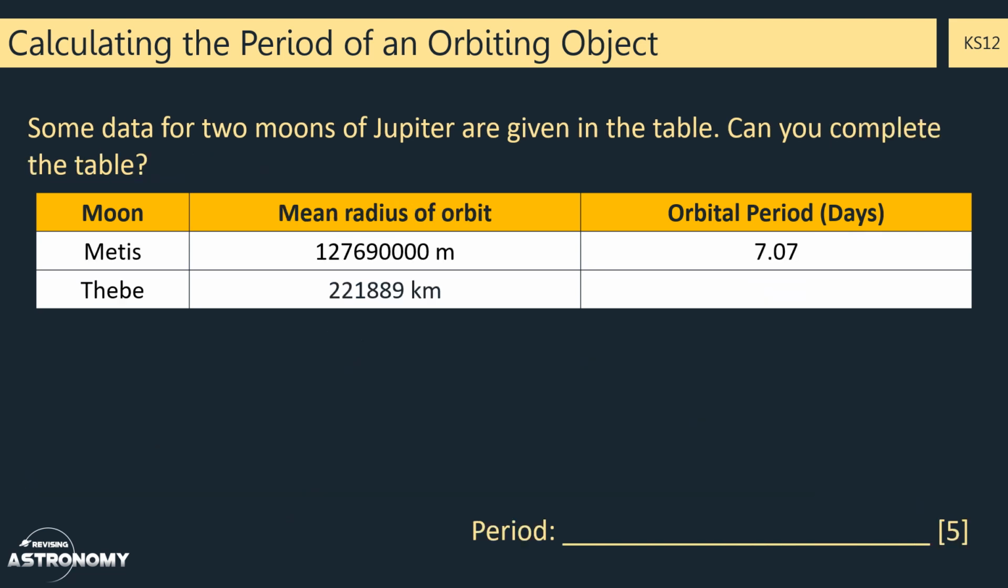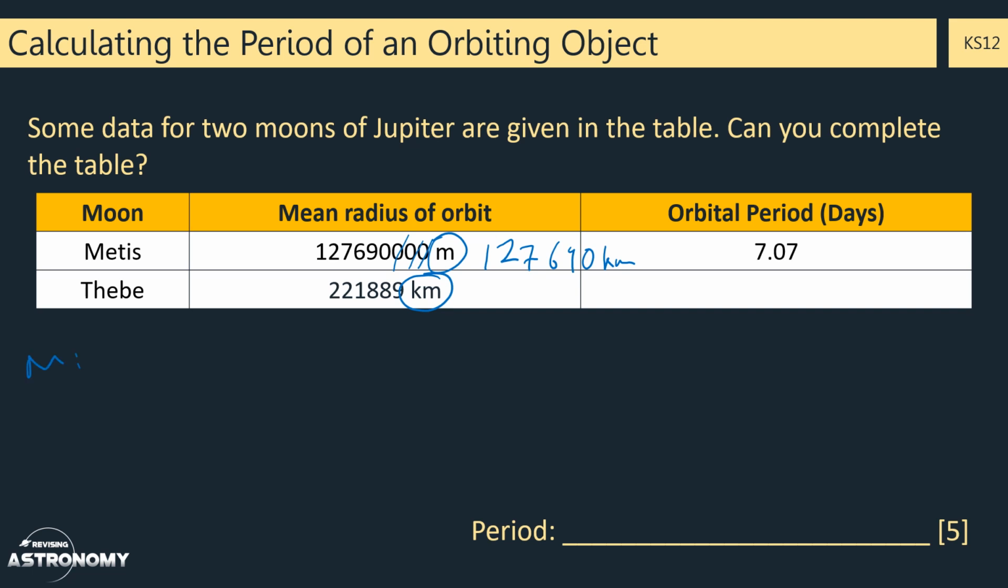Okay, lastly, our last question, the trickier one, though it isn't that tricky. The only difference we need to notice is that we've got kilometres and metres. So for metres, we will convert into kilometres. We divide by 1,000, so we can just knock off the last three zeros. So that'll be 127,690 kilometres.